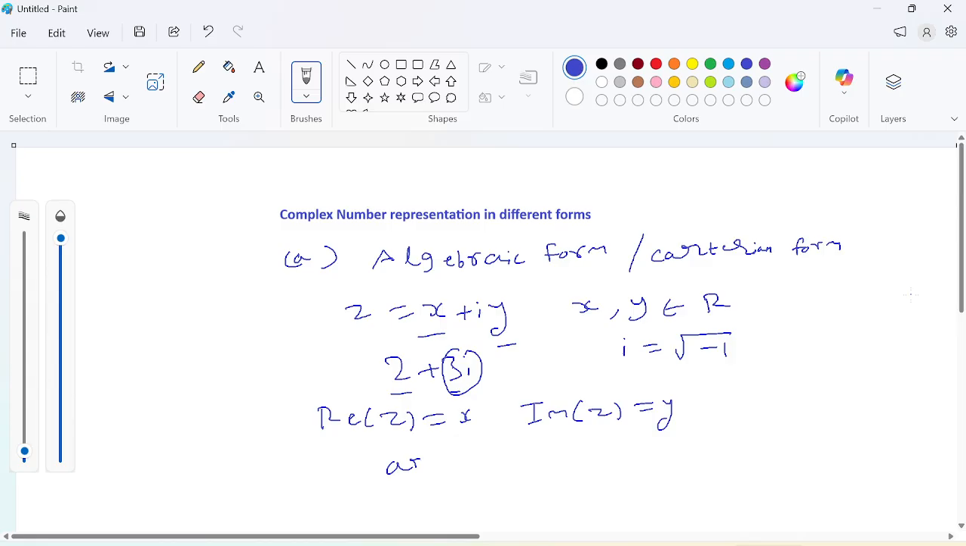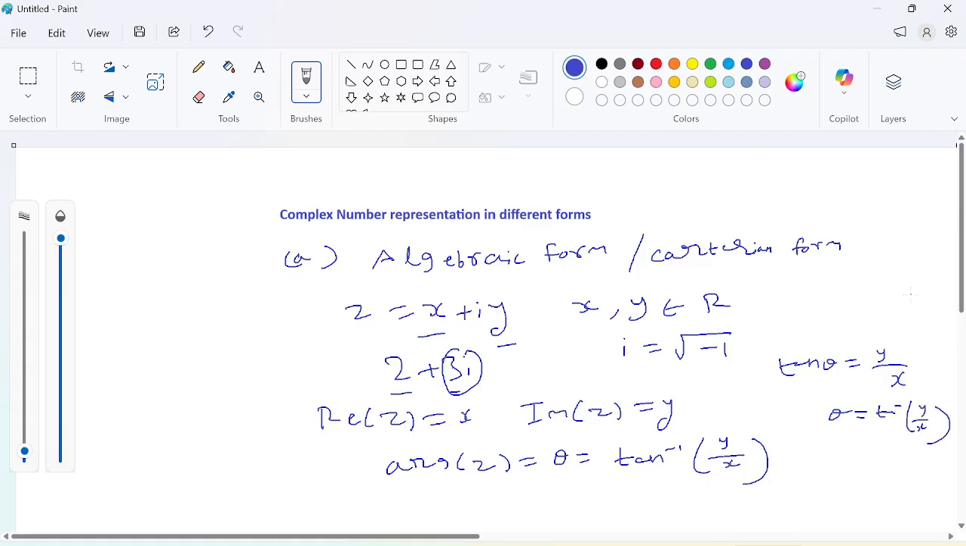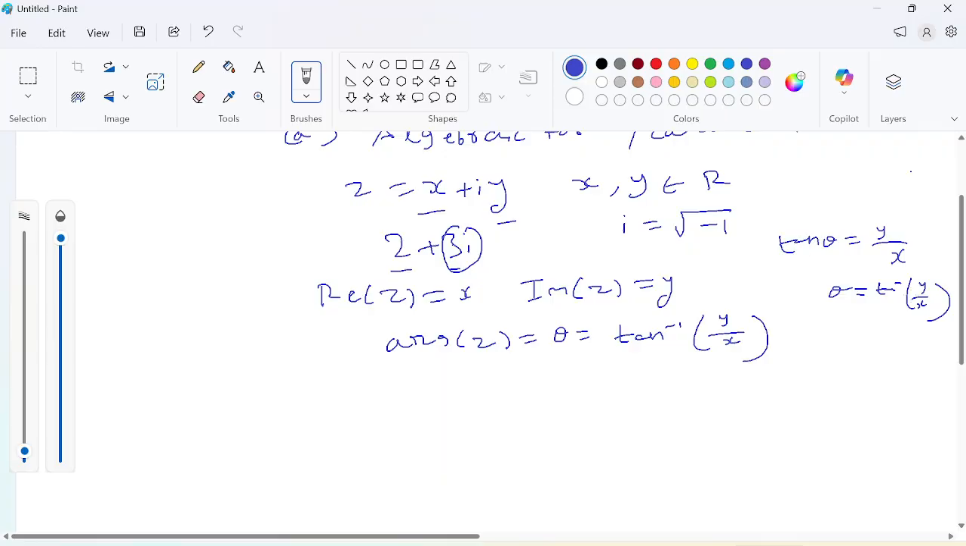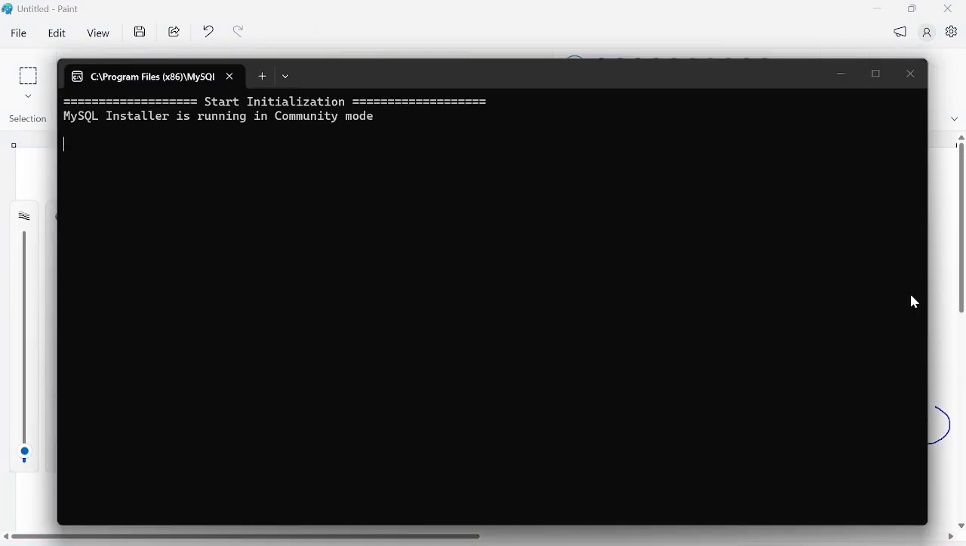And then the argument of z is theta, which is equal to tan inverse of y by x. We know tan theta equals y by x, so theta will be tan inverse of y by x. The inverse functions, for those who don't know, I will explain in the trigonometry session. When I say argument, by default it means amplitude, that is the principal value. Otherwise it is the general value, which is 2n pi plus the principal value. So this is how a complex number is represented in algebraic form.